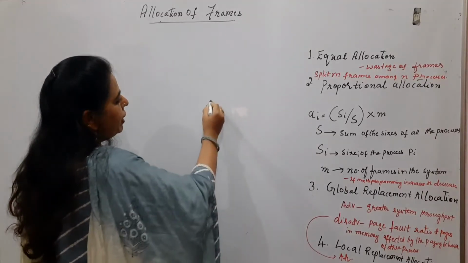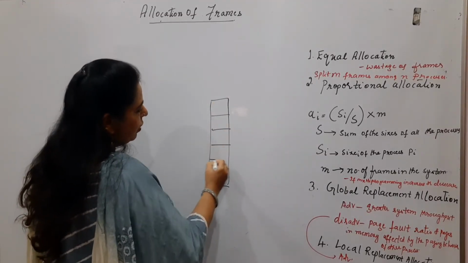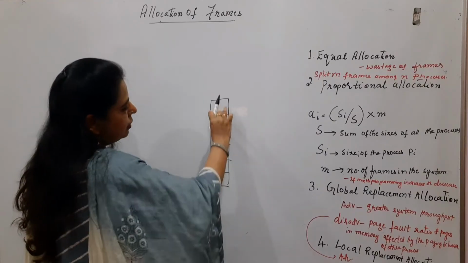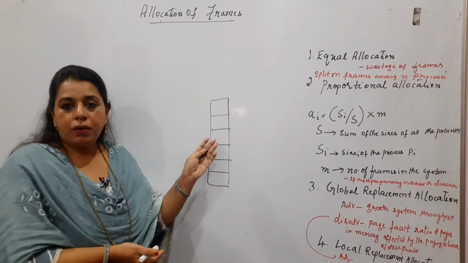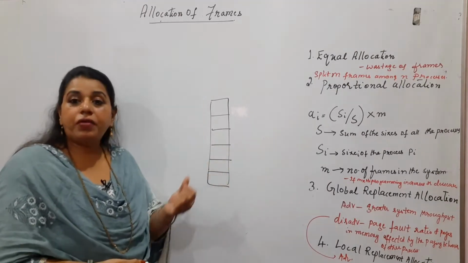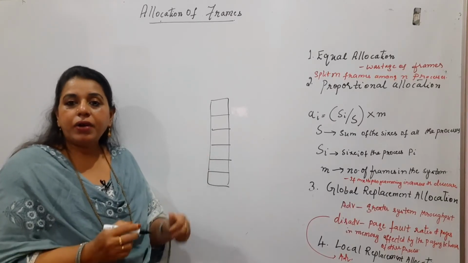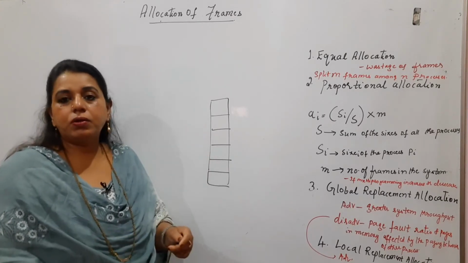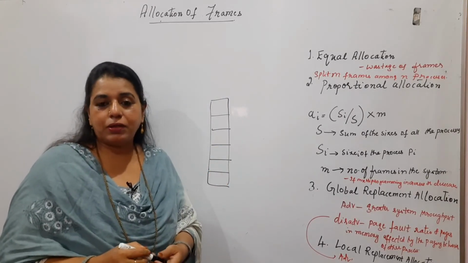I have been telling in so many sessions that if this is the main memory, then main memory will have equal size partitions called frames. Since you have a number of frames in the main memory, how do you decide which process should get how many frames? That is the topic here. There are different allocation algorithms, and based on those algorithms, the frames will be given to the different processes.